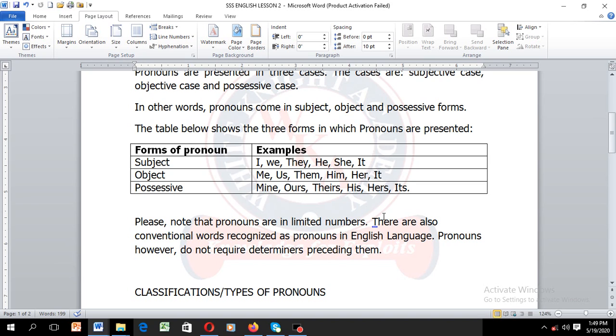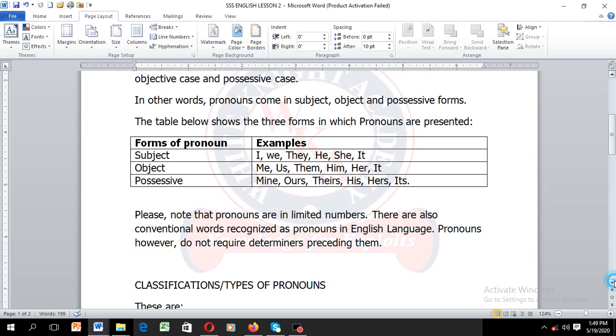So what are determinants? If somebody can remind us, determinants? I said determinants are words variously used to qualify nouns. And examples are what? Each, every, lots, a lot, some, much. Yes, I believe you are following. Is that understood? Do you get the logic now? Very good. Let's move on.